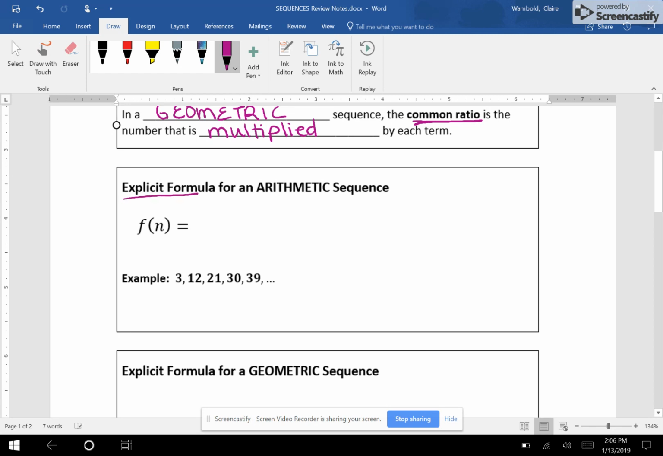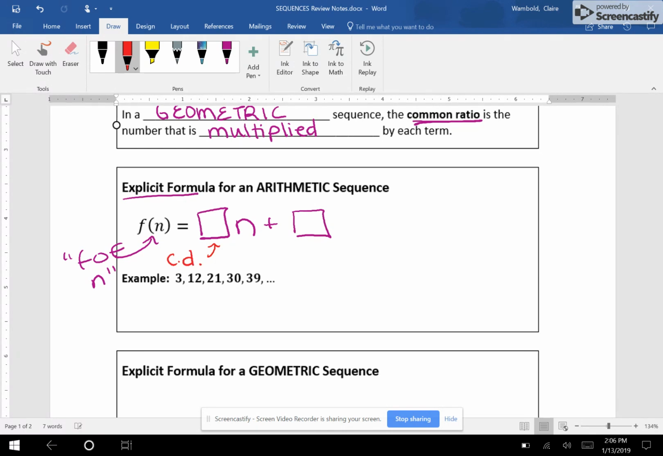So let's start with the arithmetic sequence. So remember this phrase right here, we say f of n. So the formula for an arithmetic sequence always looks the same. We've got some number times n plus another number. So the first box, the one that's multiplied by n, is our common difference. That one at the end there is the 0th term, which can sometimes get a little bit confusing because we don't usually see it. There's no such thing as the 0th spot in line. So let's look at what this means with an example.